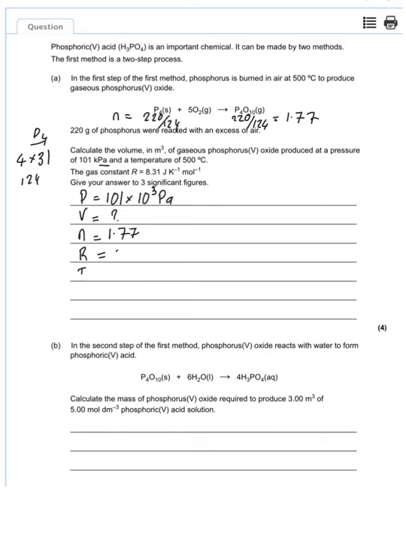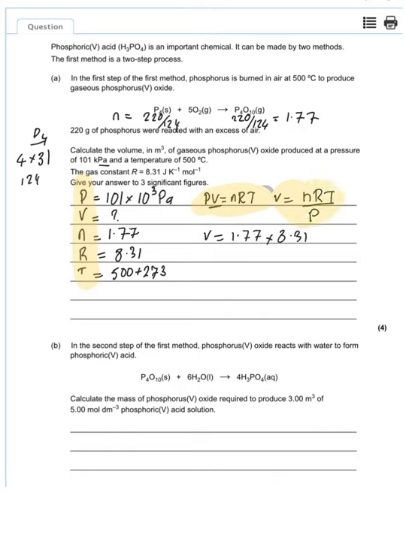So in this calculation here, first of all, we're just doing a very simple gas calculation. There's nothing complicated about this. So the first thing to do when you're doing a gas calculation is to use the equation PV equals nRT, but it's always wise to write down at the side what information you've got. Rearrange the equation before you put your figures in.